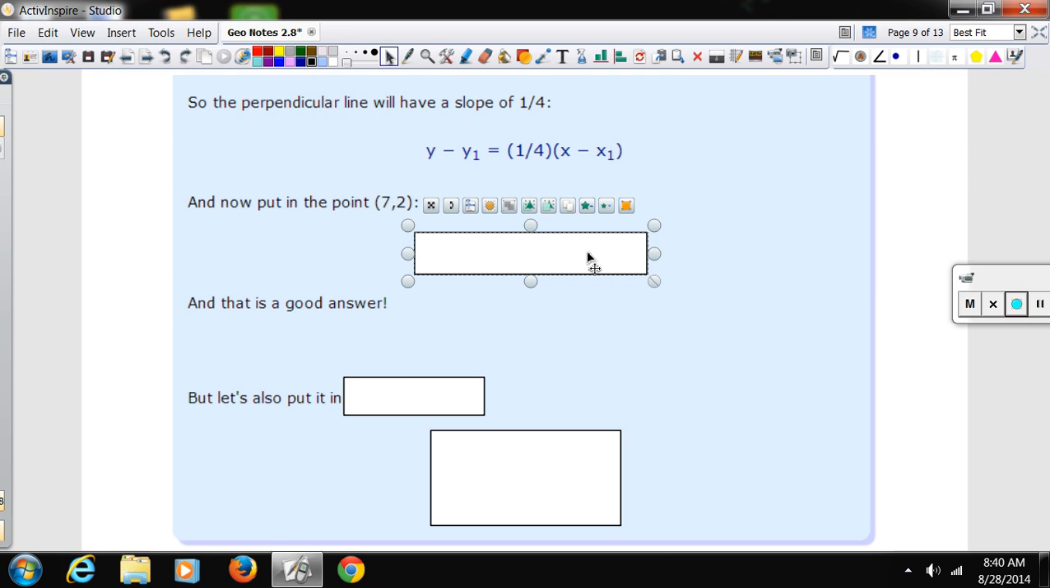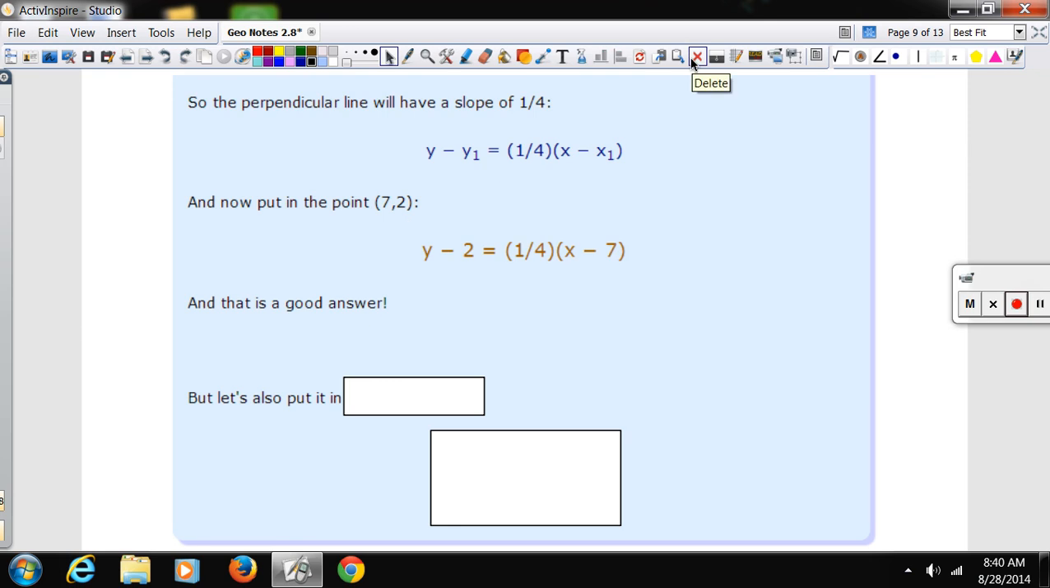And when we plug it in, it'll look like this. y minus 2 equals 1/4 times x minus 7. 7 was your x value and 2 was your y value. You plug in the 7 for your x, you plug in the 2 for your y value. And so far we're doing good. We just want to get y by itself. Again, we want to put this in slope-intercept form, y equals mx plus b.